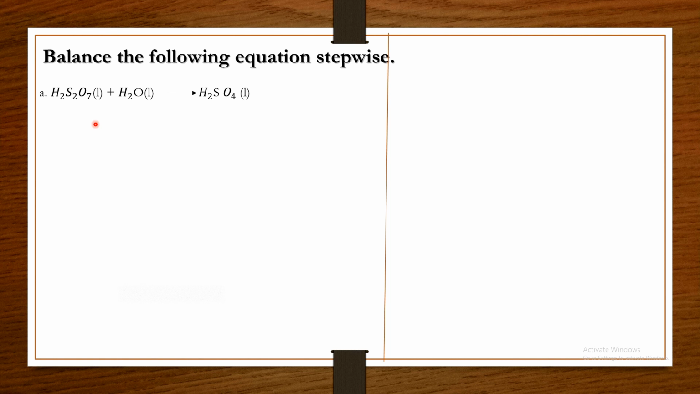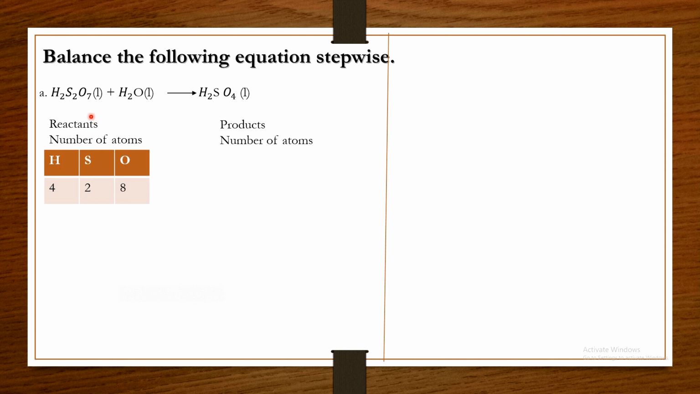So we have to go stepwise. In reactant and product, we have to write the number of atoms: hydrogen, sulfur and oxygen. On the reactant side, 2 plus 2 means 4 hydrogen atoms, 2 sulfur atoms, and 7 plus 1 means 8 oxygen atoms. Now on the product side, hydrogen, sulfur and oxygen: 2 hydrogen atoms, 1 sulfur atom, 4 oxygen atoms. So this is not balanced. If we multiply this by 2, we will get 4 hydrogen, 2 sulfur, and 8 oxygen. That means it will balance.